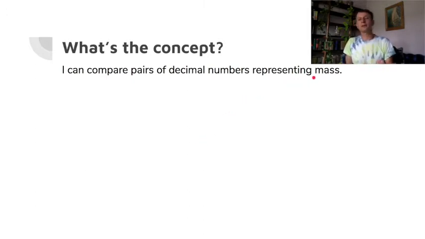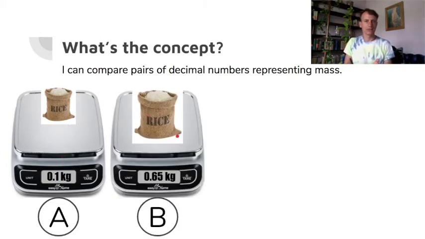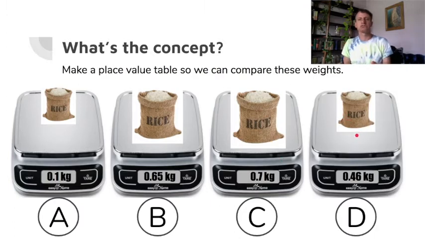Now we're going to do the same thing, but with decimal numbers representing mass. What did we do for mass measurement in the metric system? It was, yes, grams and kilograms. So here we go. Ooh, remember the rice? The rice is nice. The rice is back. This is 1/10 kilogram. Here we have a bigger bag. I tried to make it bigger. 65 hundredths kilogram. 7/10 kilogram, and 46 hundredths kilogram.